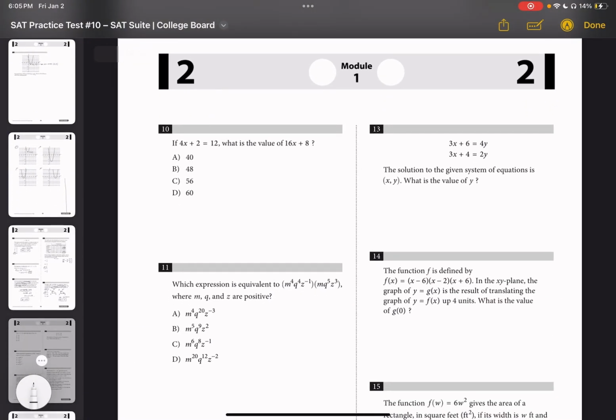Question 10. If 4x plus 2 is equal to 12, what is the value of 16x plus 8? Okay, well, instead of solving for x and then plugging it into this new equation, what we can do is just simply get this equation right here and multiply the whole thing by a factor of 4, because when we do that, we get 16x plus 8 on this side, and then 4 times 12 is going to be 48, and then this matches up with what the question is asking for, so our answer is 48.